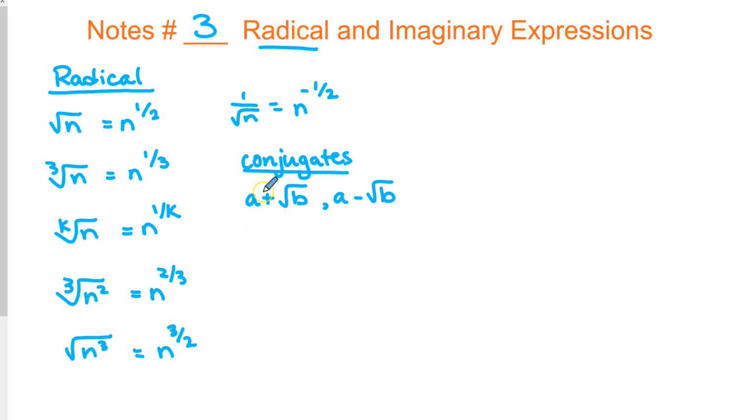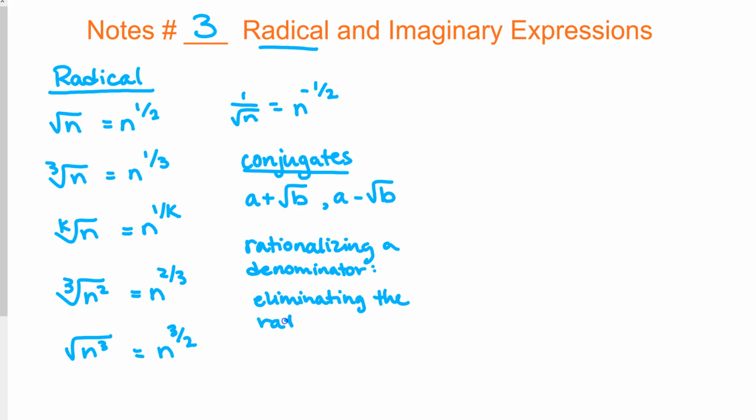Okay, also we want to remember that the process that we call rationalizing a denominator is basically just a method for simplifying an expression that will eliminate the radical from the denominator. So we'll say that rationalizing a denominator is eliminating the radical from the denominator. And there's a process to do that, which would keep the expression to have the same value. We don't want to change the value of an expression.